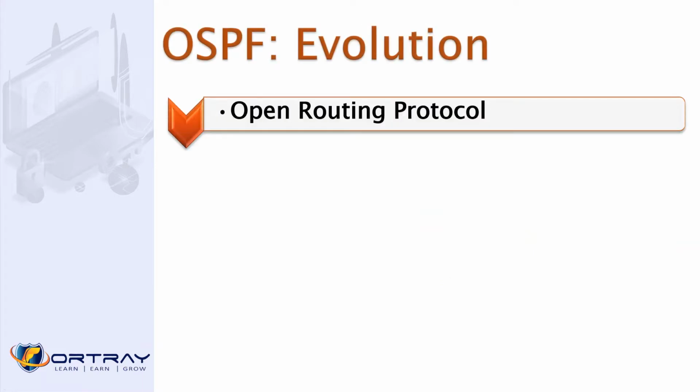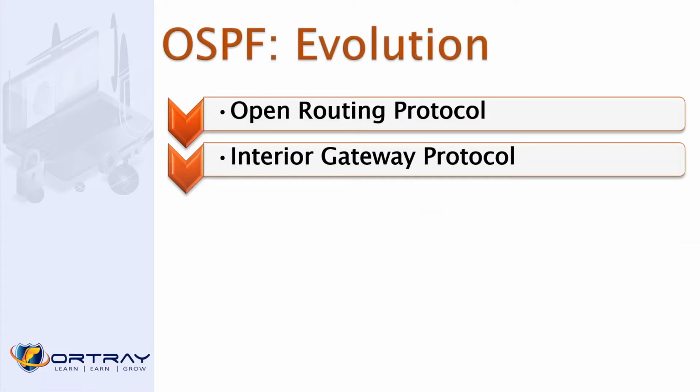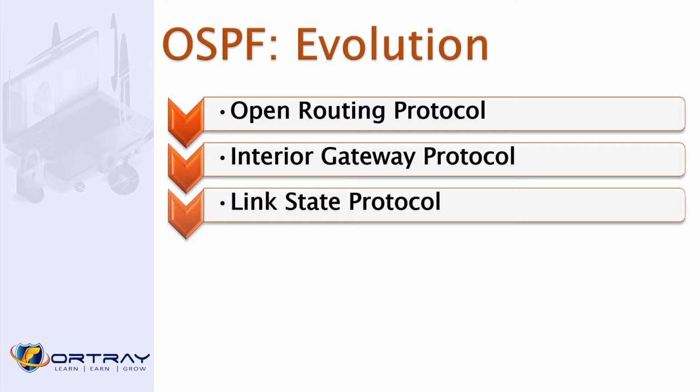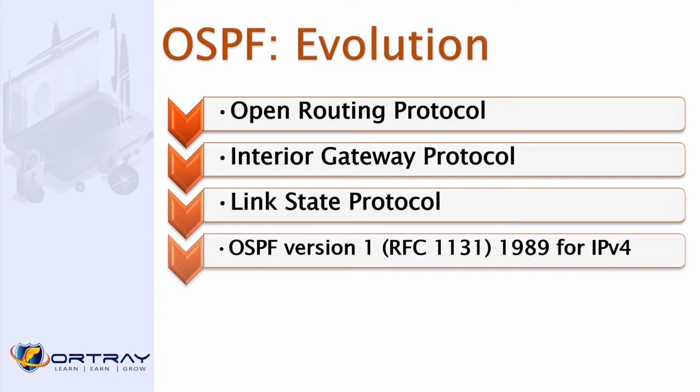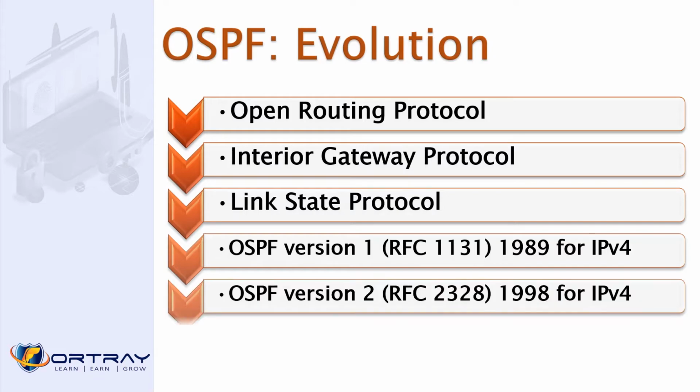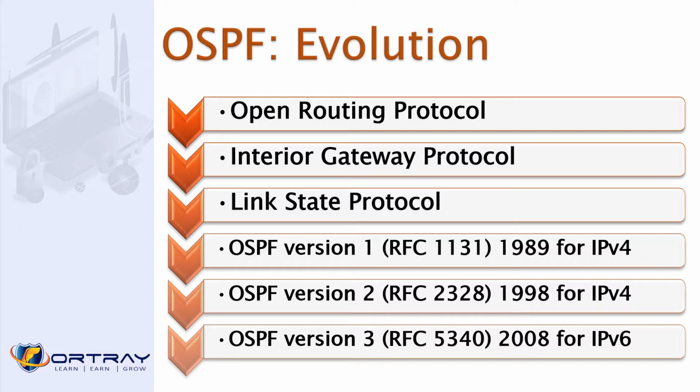So how did the evolution happen? OSPF is an interior gateway routing protocol, a link state protocol. OSPF version 1 was released in 1989 for IPv4, version 2 was released in 1998, and OSPF version 3 was released in 2008 for IPv6 actually.